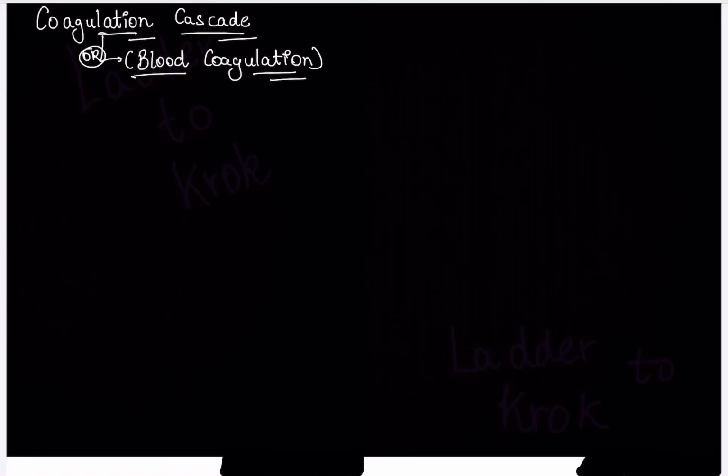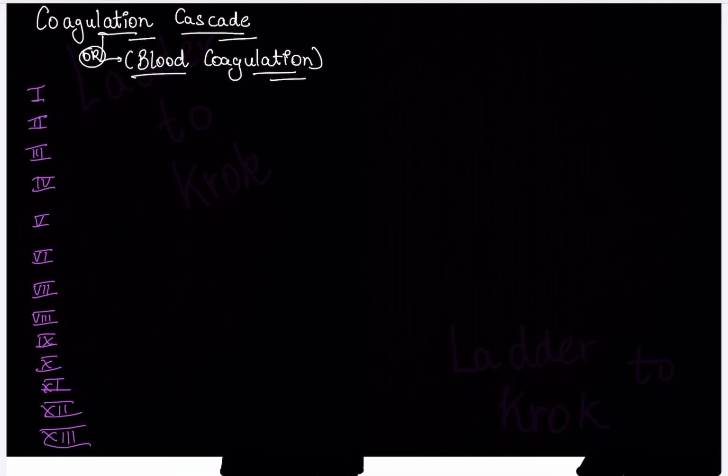Hello guys, let's discuss today about the coagulation cascade or blood coagulation. Okay, so first of all, before discussing anything, we should know about these blood coagulation factors. So basically there are how many factors? There are 12 factors, but we will discuss 13 factors. Just see: 1, 2, 3, 4, 5, 6, 7, 8th, 9th, 10th, 11th, 12th, 13th.